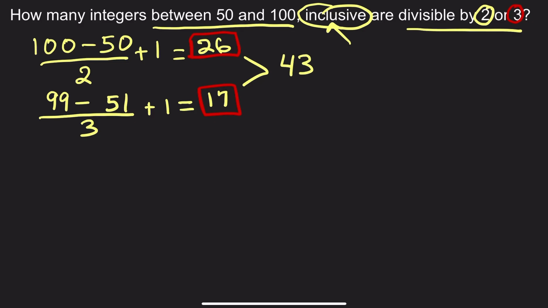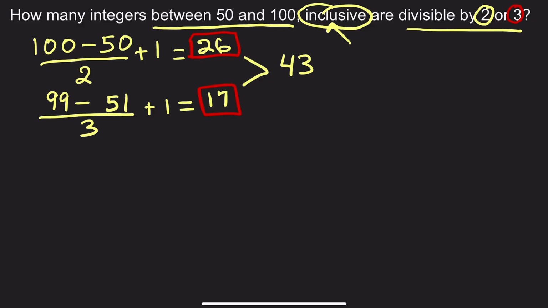However, we have to account for any overlapping. We know that if we have numbers that are divisible by both 2 and 3, they are divisible by 6 because the product of 2 and 3 is 6. What we're going to do here is also look for integers between 50 and 100 inclusive that are divisible by 6, and we're going to use the same formula.